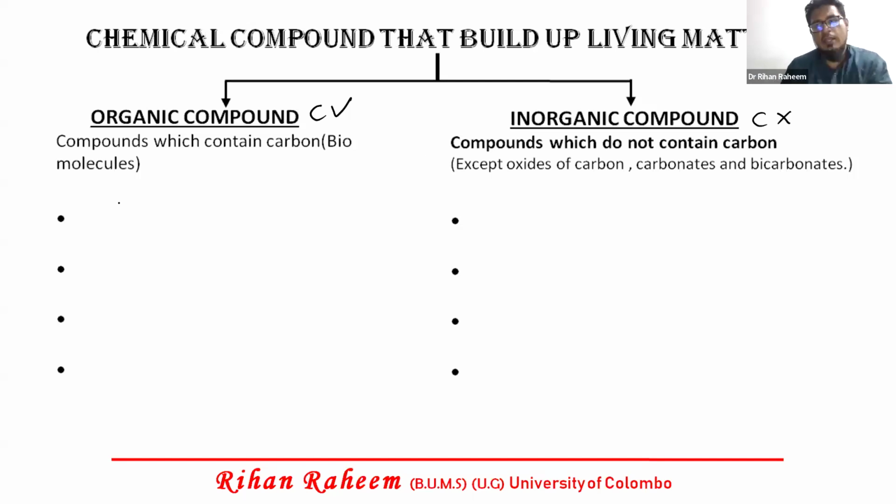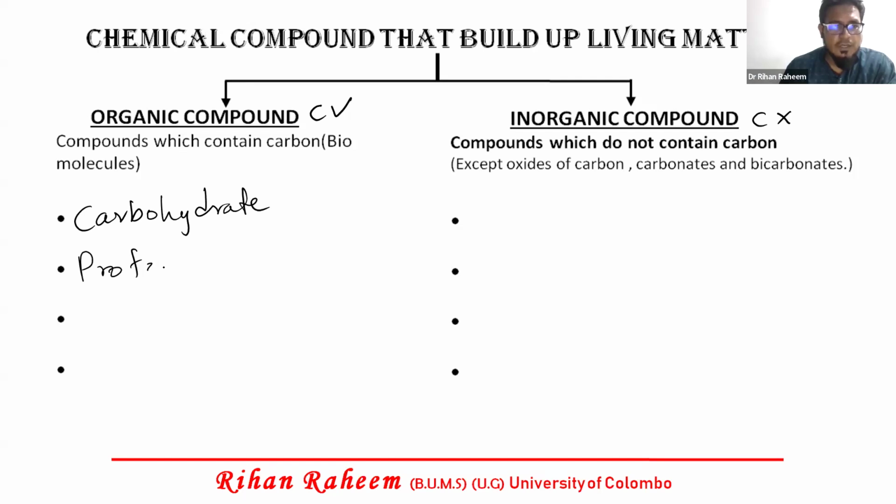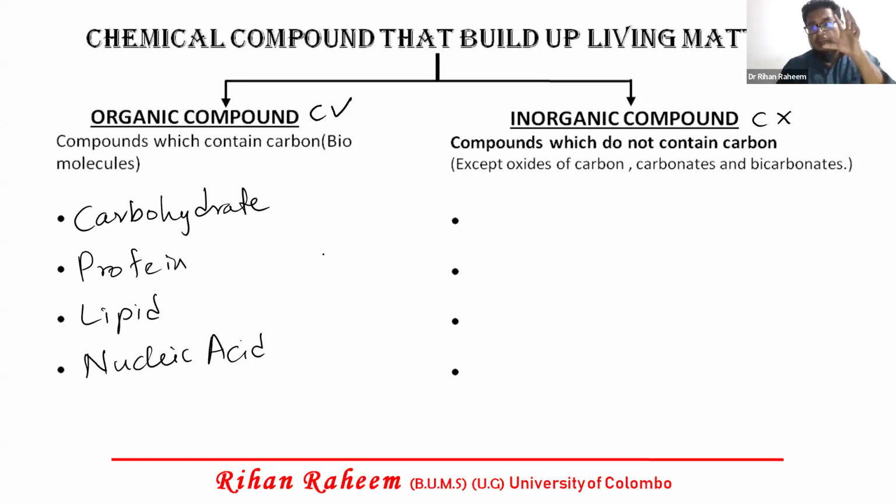The main organic compounds present in the human body: first one is carbohydrate. Second, protein. Third, we have lipid. And the other one is nucleic acid. These four are present abundantly in our body, so they are given another name, biomolecules.